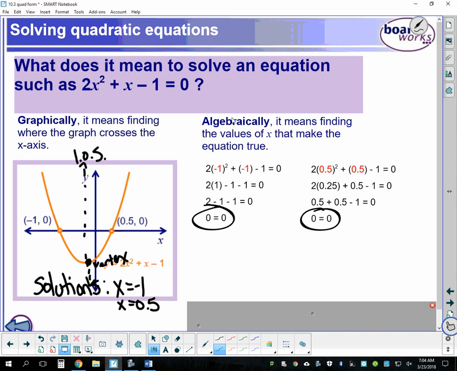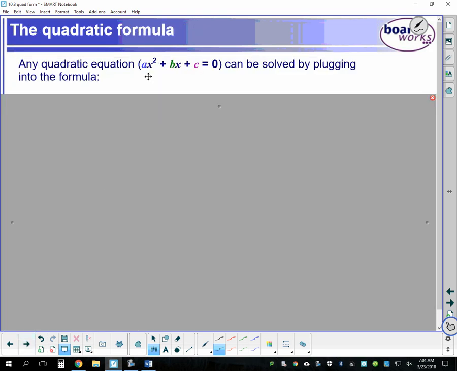So how have we learned to solve these? Well, obviously we learned how to solve them by graphing. We've also done factoring. You could always guess and check. And then the next way we're going to learn today is by the quadratic formula. So any quadratic equation can be solved by plugging into the quadratic formula. However, when you do it, you have to have it in this form: ax squared plus bx plus c equals 0. That's your standard quadratic form. That's what you want it to be in.